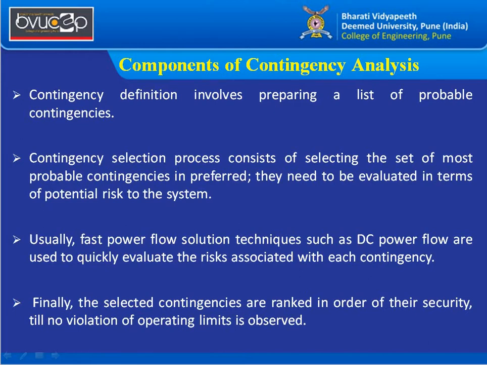So that will be considered the highest priority, and the other generator, which has occurred less time, faults, will be given the least priority. So that is the definition. For the selection procedure, as I've mentioned, you have to set the priority. Probable contingencies that are going to be preferred have to be evaluated at the potential risk of the system.